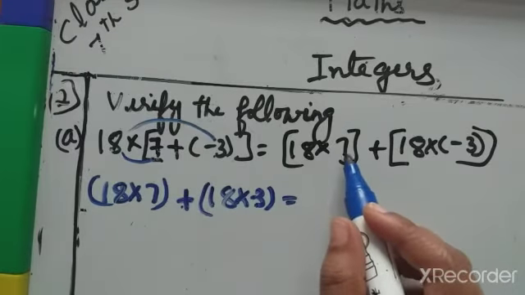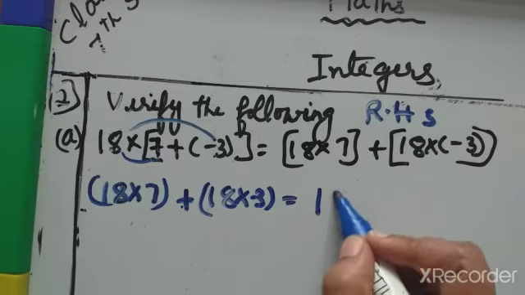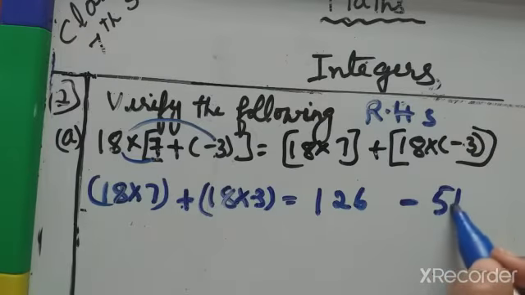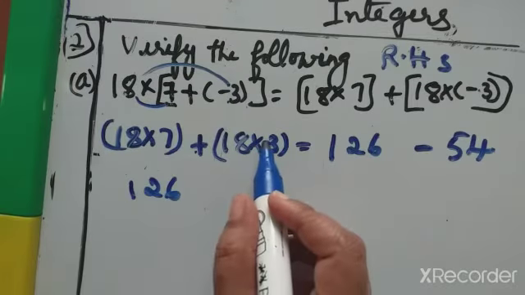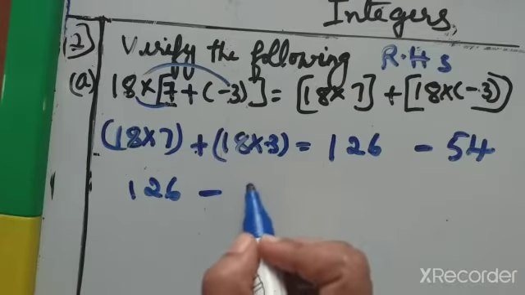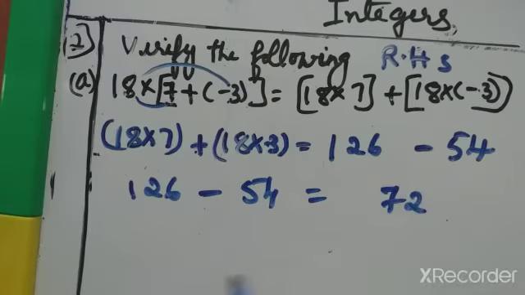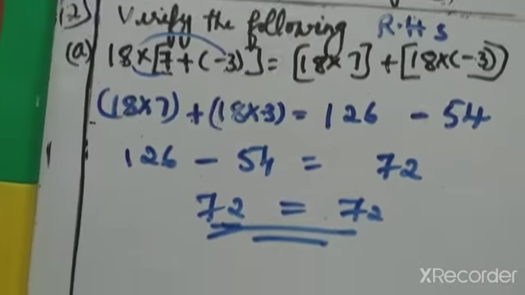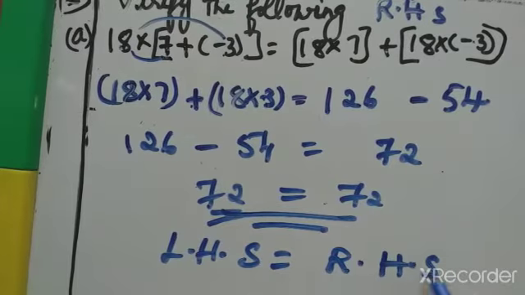Now 18 into 7, the RHS side. This is the right hand side. 18 into 7 means 18 7s are 126. Then plus into minus is minus. 18 3s are 54. Now 126 minus 54 is 72. Here also 126 minus 54 means 72. Both the sides 72. So LHS equals RHS.